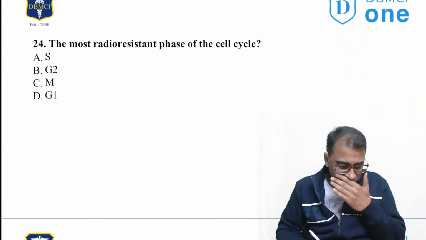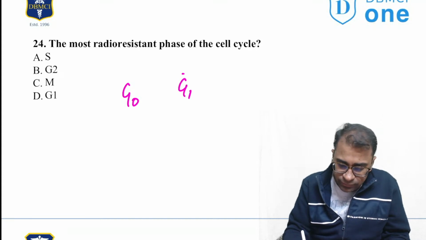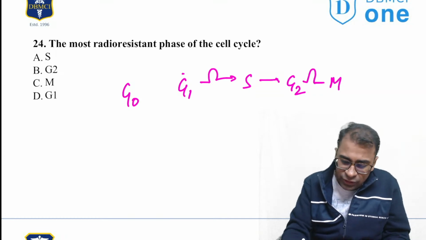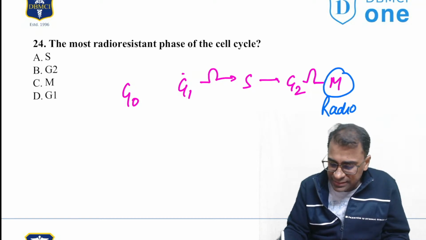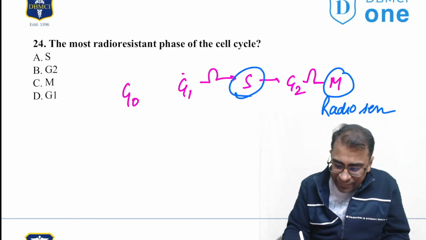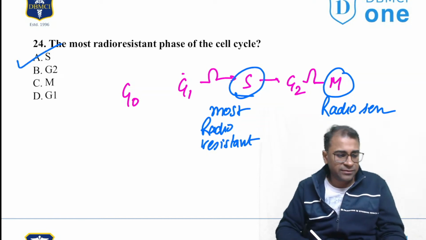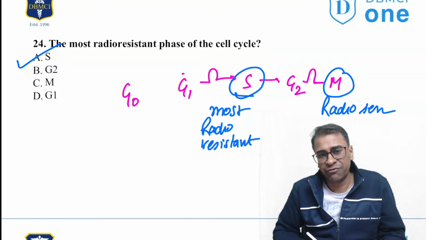What will be the most resistant phase? See, what happens is G0, G1, S, G2 and M, right? This is a checkpoint here, and this checkpoint here also. Now see, the most radio sensitive is this one, and this is the most radio resistant. So the best answer is S. Okay, S is the most radio resistant phase.